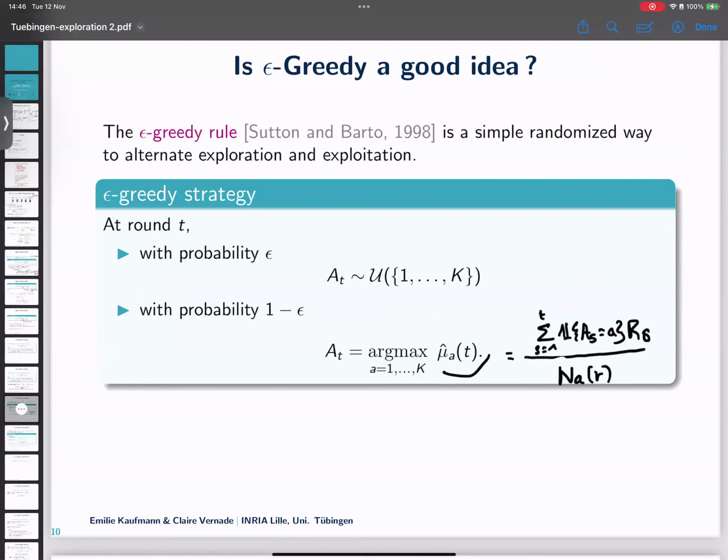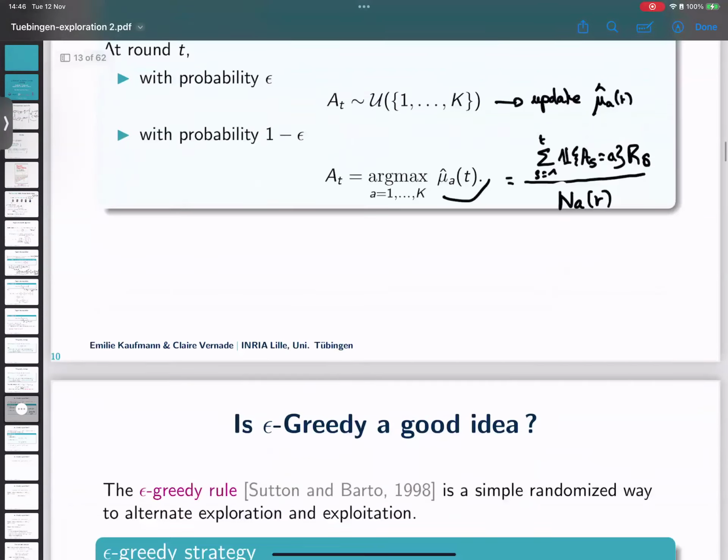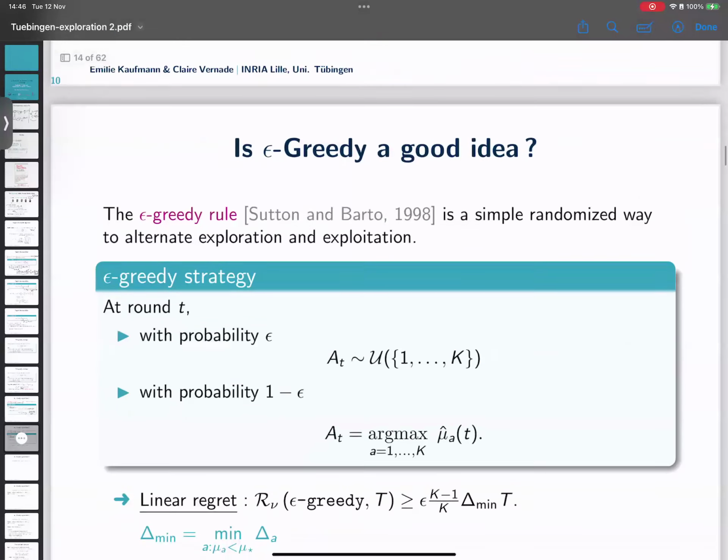So in epsilon greedy, when you pull arm A, you observe a reward, and you basically update this estimator, mu hat A of T. You got a new reward, you update your belief about what you think about this arm. And then you continue exploiting like this. And the question is, is this a good idea?